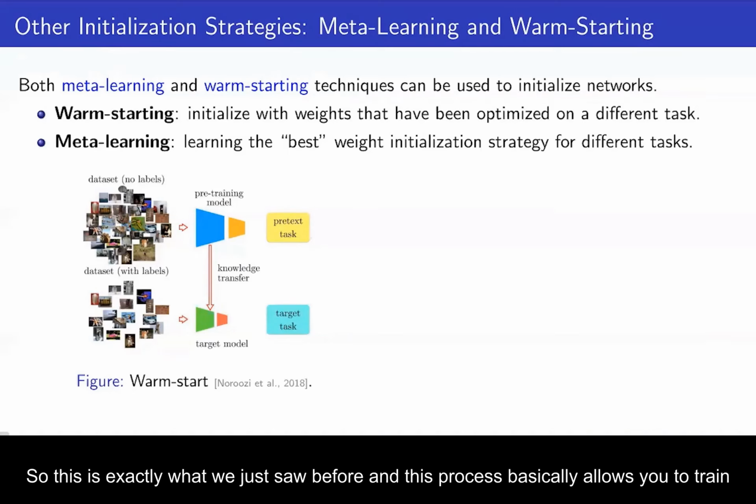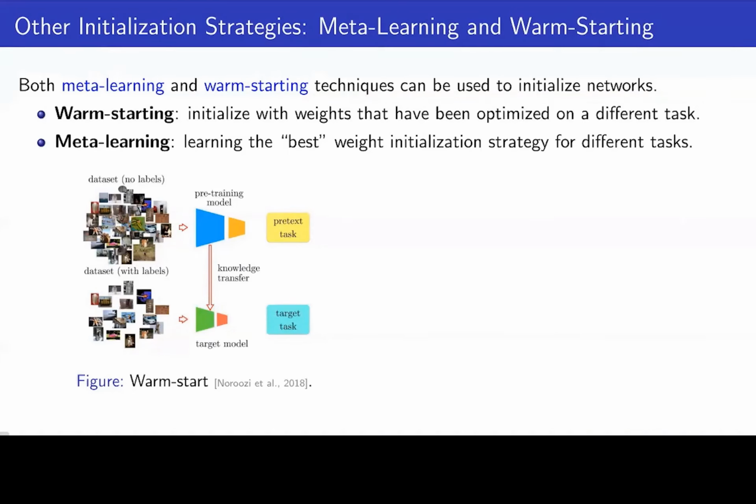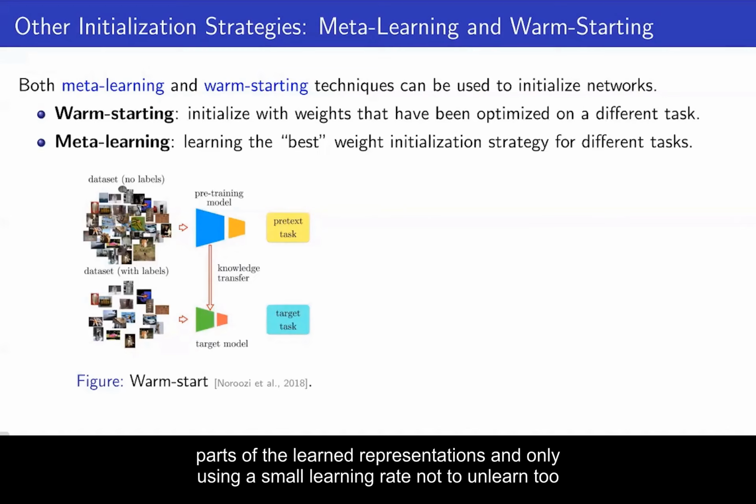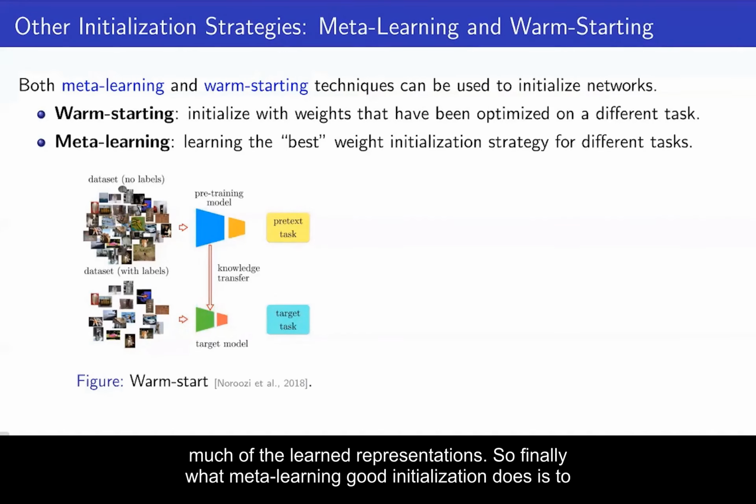And this process basically allows you to train large neural networks on small amounts of label data without overfitting, by reusing large parts of the learned representations and only using a small learning rate, not to unlearn too much of the learned representations.